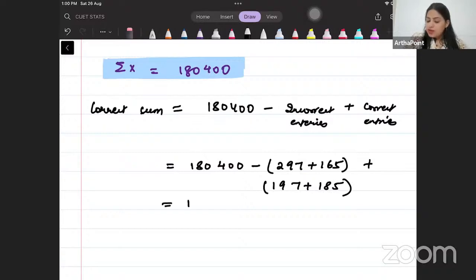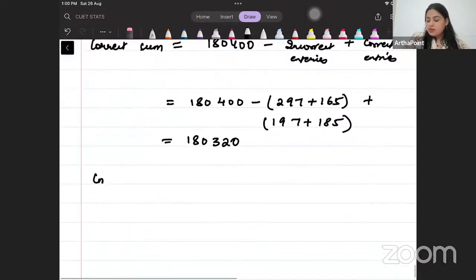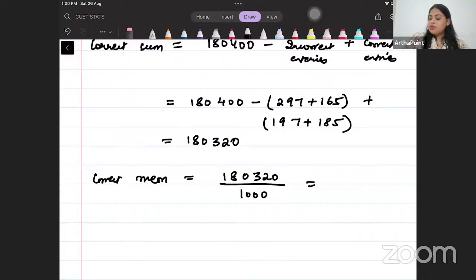So when you do that, you will get 180,320. Now just find the correct mean. So the correct mean will be the correct summation divided by the number of people. So it will give you 180.32. So the correct mean will now be 180.32. I hope this is clear to you.